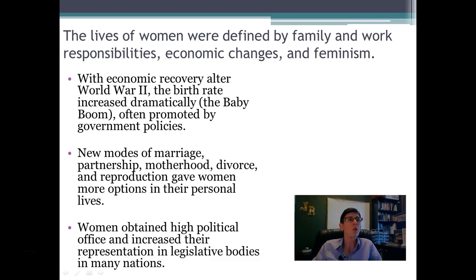New modes of marriage, partnership, motherhood, divorce, and reproduction gave women a lot more options in their personal lives. So divorce became less and less of a taboo. Single women were able to function. The idea of what marriage meant was also being redefined, as much as some people would like to say marriage has been the traditional institution for 2,000 years. Those people have never picked up a history book.